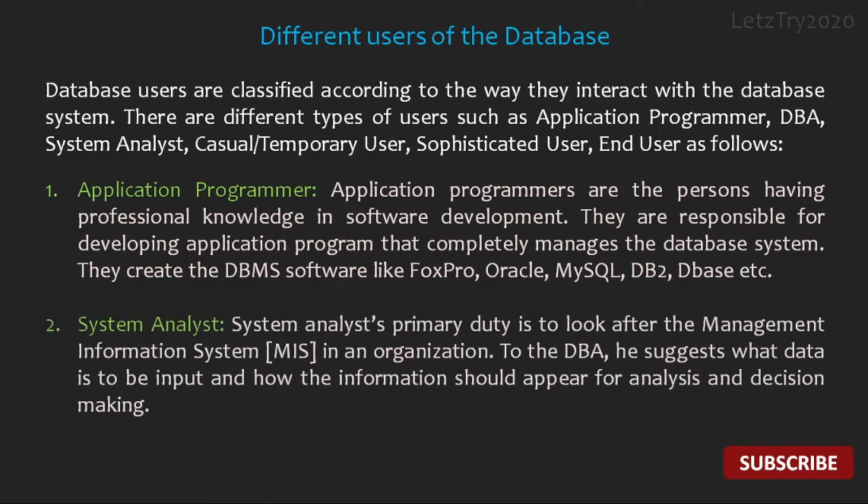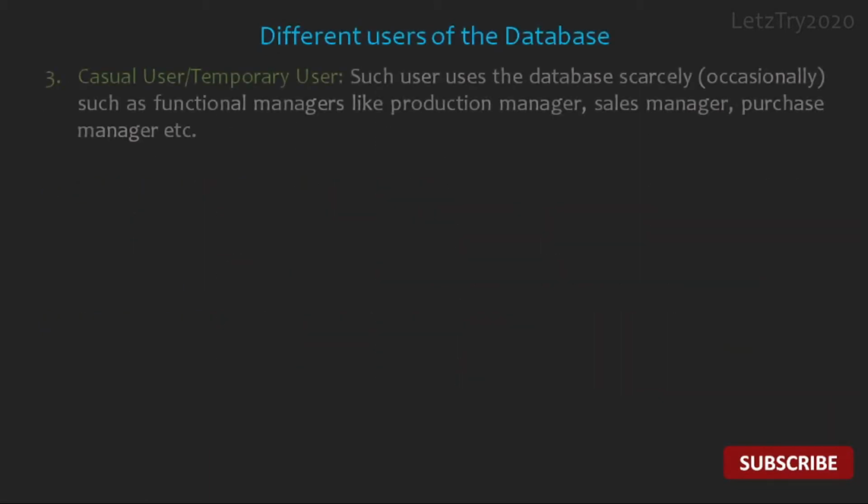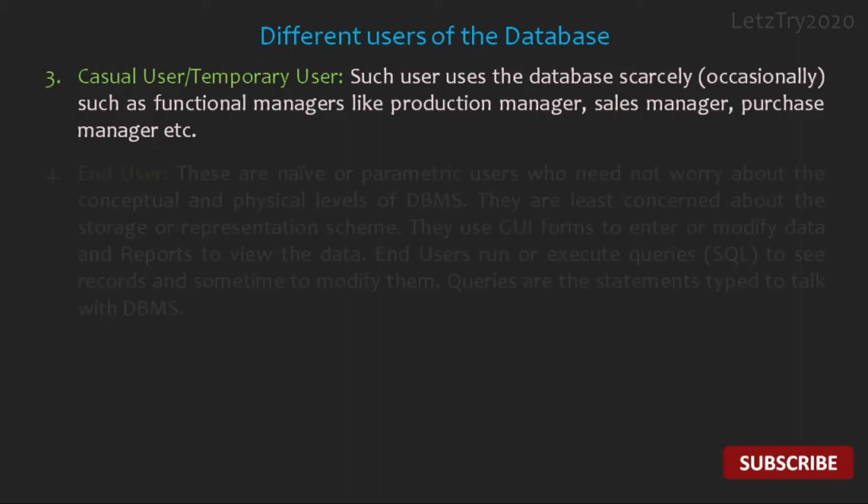Second one, system analyst. System analyst's primary duty is to look after the management information system (MIS) in an organization. To the DBA, he suggests what data is to be input and how the information should appear for analysis and decision making. Third one, casual user or temporary user. Such user uses the database scarcely or occasionally, such as functional managers like production manager, sales manager, purchase manager, etc.